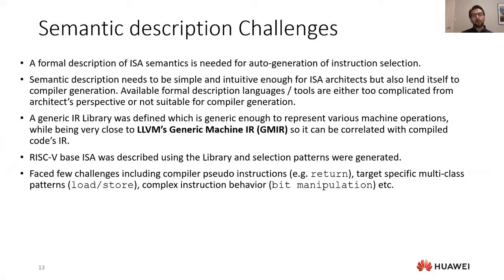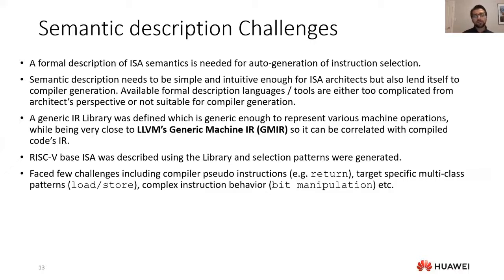So a little bit more about the semantic description challenges. Essentially, a formal description of ISA semantics is needed for auto generation of instruction selection, because you need to be able to reason about the semantics.